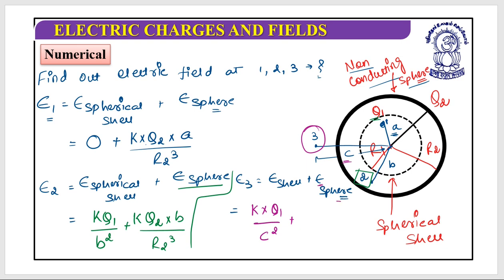Plus, now for the sphere as well, the point is outside the object. So when it is outside the object, the relation would be the same. It's k multiplied by charge divided by the square of the distance. So this is k multiplied by q2 divided by the square of the distance, c square. Yes, if you have done up till this, well done. Great job. Did you understand this complete situation?